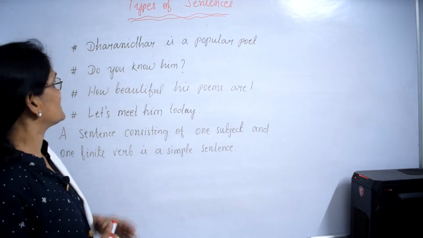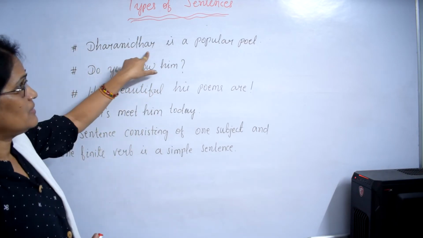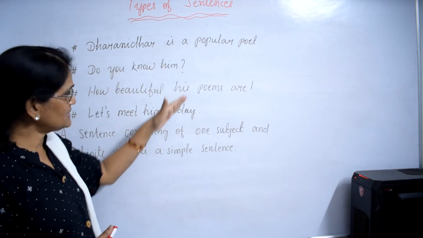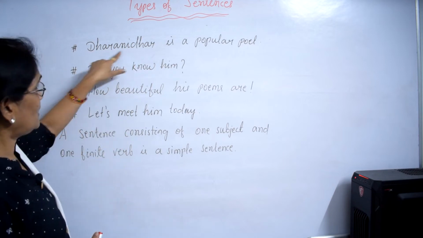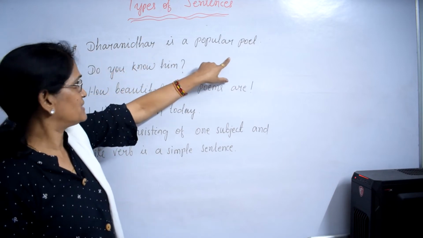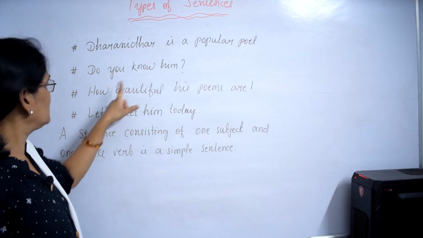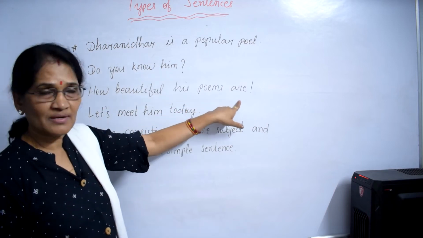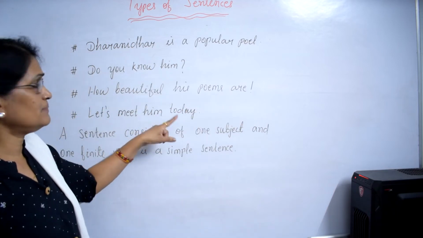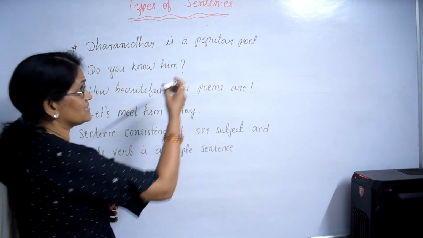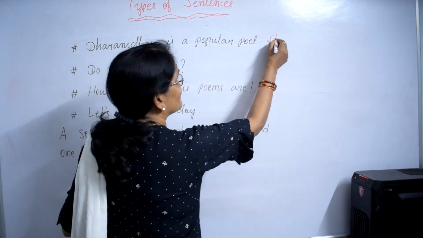Types of sentences. Dharanidhar is a popular poet. I have represented here 4 sentences. Dharanidhar is a popular poet. Do you know him? How beautiful his poems are. Let's meet him today. First sentence is a statement.